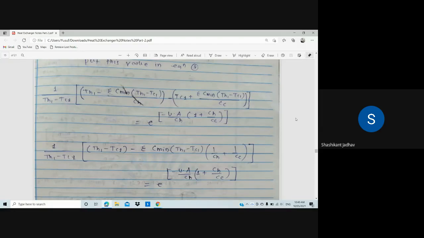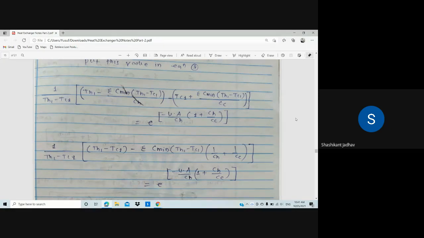Okay, so all of you put this value in equation number 3. By putting that value, we get the equation as 1 upon th1 minus tc1. आणि आपण काय करणार आहे, न्यूमरेटरला जो th2 आहे त्याची व्हॅल्यू पुट करणार आहे by the equation number 4, and then we have to put the value of tc2 from the equation number 5. So we get the equation in the bracket th1 minus epsilon into c minimum into th1 minus tc1 divided by ch, minus another bracket tc1 plus epsilon into c minimum into bracket th1 minus tc1 divided by cc.